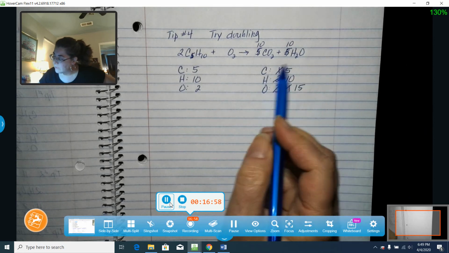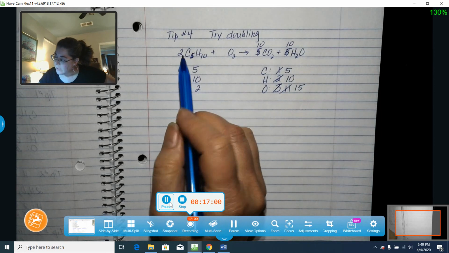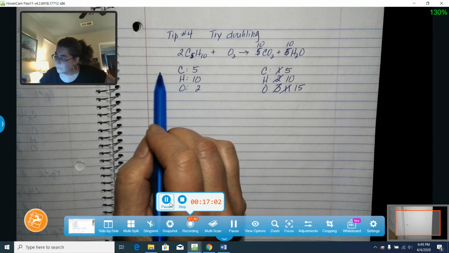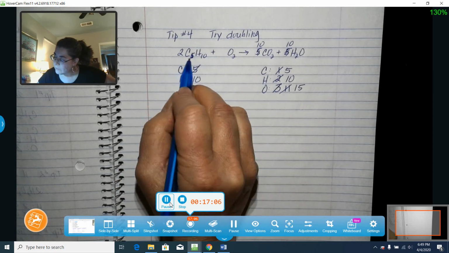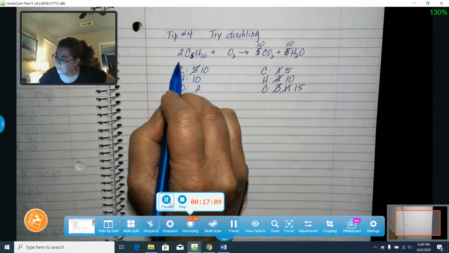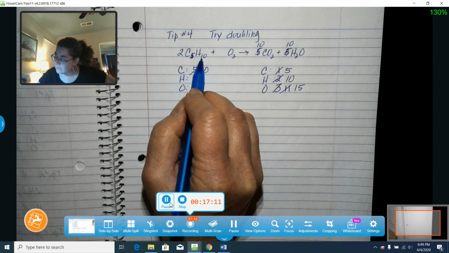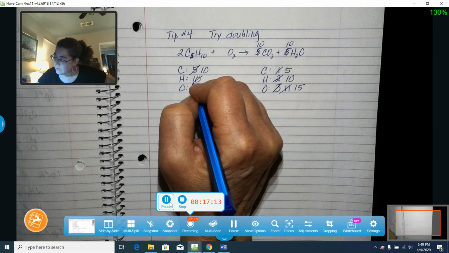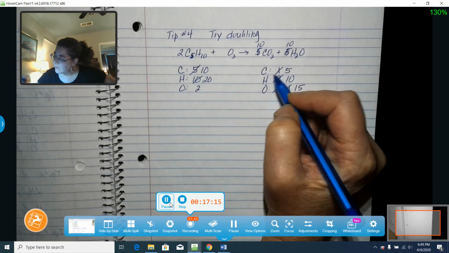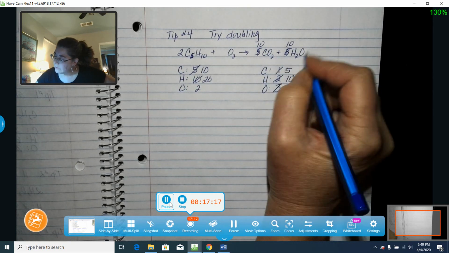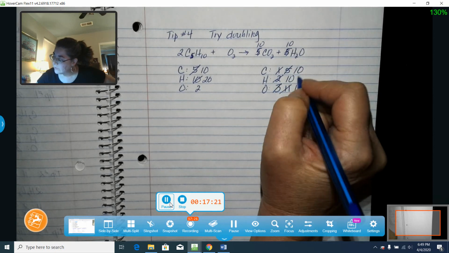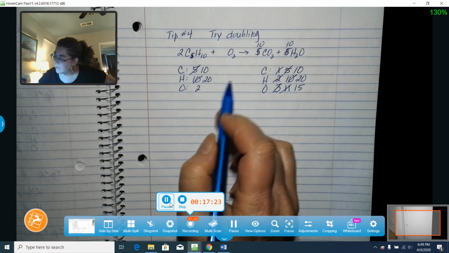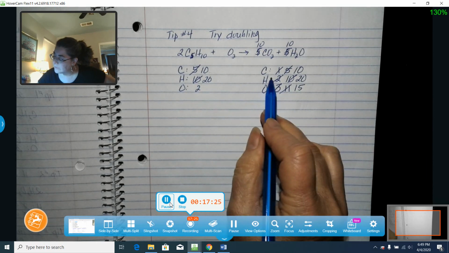And let's make sure that we got the right numbers here. So we're trying to get to oxygen. So we're going to check carbons and hydrogens. So right now I have 2 times 5, 10 carbons. And I have 2 times 10, 20 hydrogens on this side. Okay, the carbons on this side, 10. And the hydrogens on this side, 10 times 2, that's 20. Okay, so my carbons are still balanced, my hydrogens are still balanced.